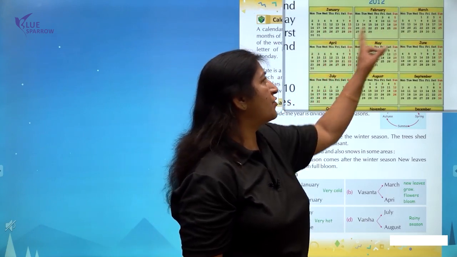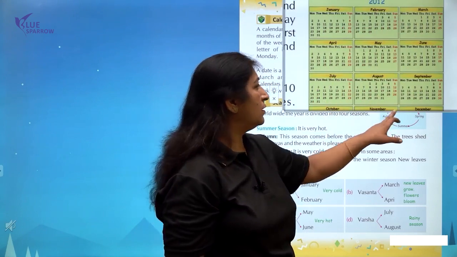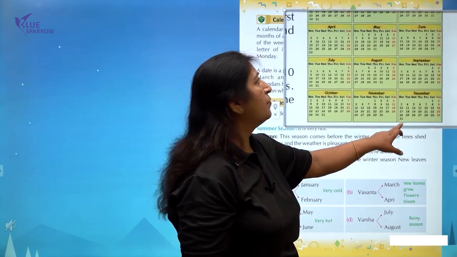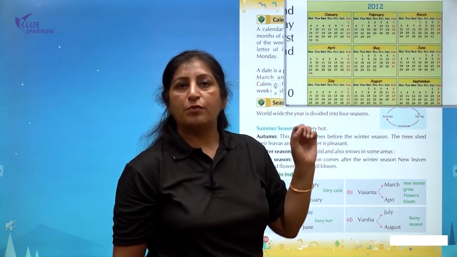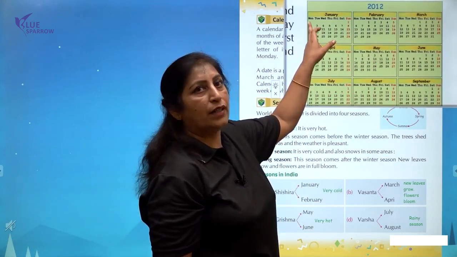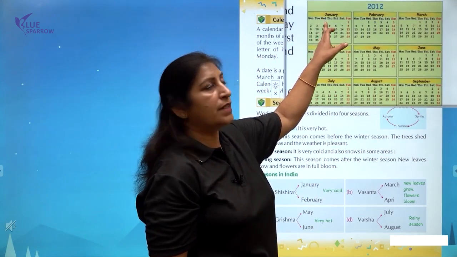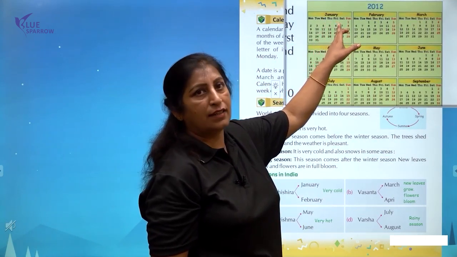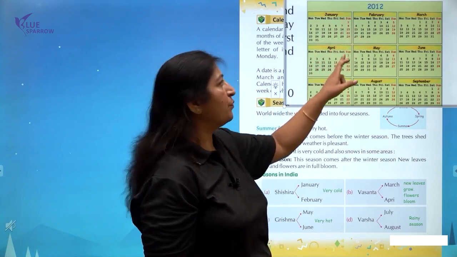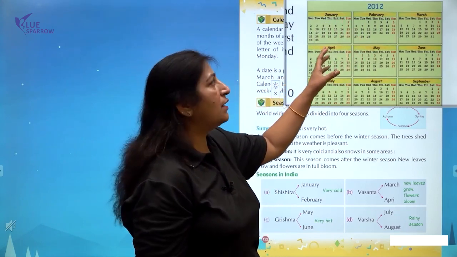January, February, March, April, May, June, July, August, September, October, November, December. Right? And the names of days of the week are written in short form: MON, TUE, WED for Wednesday, THU for Thursday, FRI for Friday, SAT for Saturday and SUN for Sunday. And 1 to 30 or 31 or 28 or 29, these are dates.